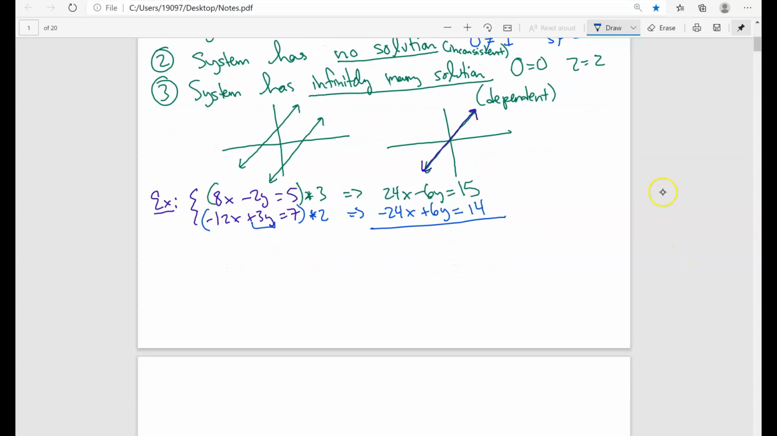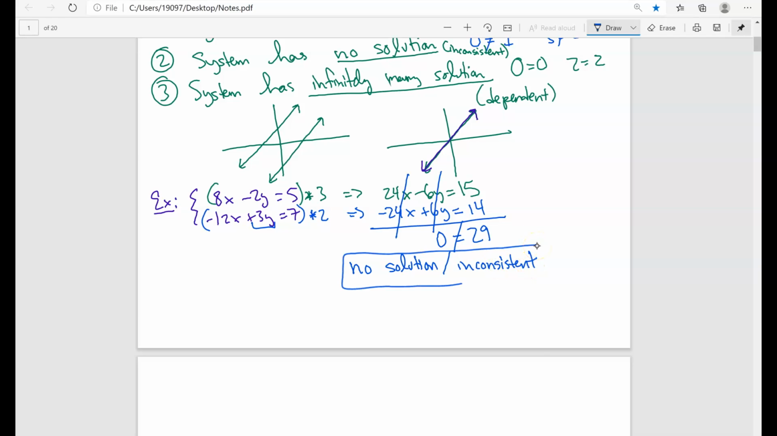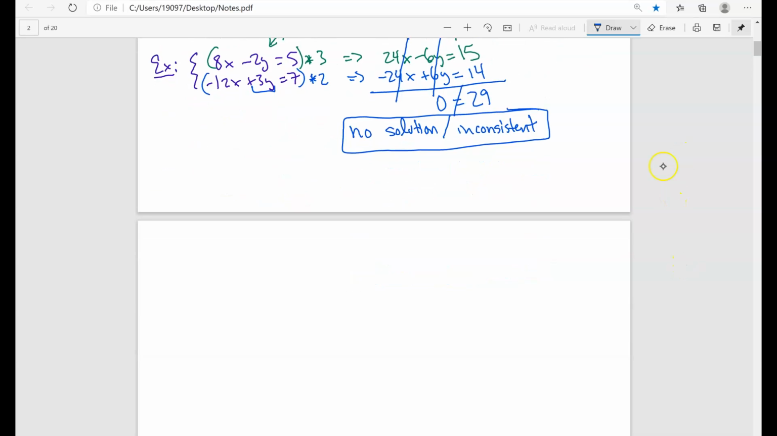And then you see that not only do the x's cancel out, but the y's also cancel out. So I have 0 equals this weird number, which is going to be 29. So 0 does not equal 29. That means you arrive at a contradiction. So there's no solution here. So you can write no solution, or you can also say that the system is inconsistent. So basically what this means is that these two are parallel lines. Okay, so that system is inconsistent.